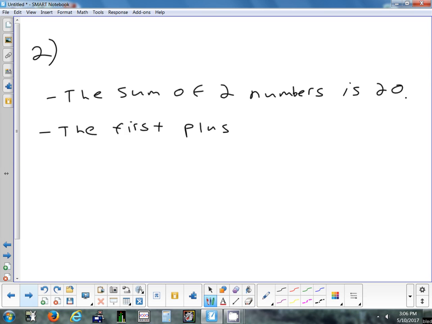The first plus 3 times the second is, let's just say 30. Find the 2 numbers. So the sum of the numbers is 20, and the first plus 3 times the second is 30. So if they were going to give you 3 numbers, they'd have to give you a third fact. If I'm only having you find 2 numbers, you only need 2 facts.